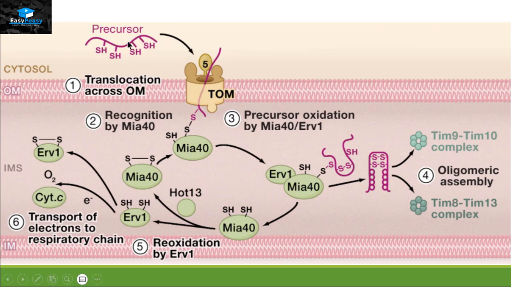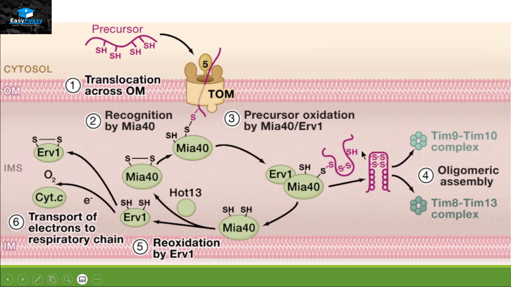This is the precursor protein that needs to transfer inside the intermembrane space. As you can see in this protein, we have a lot of cysteine residues that are represented by SH. Now this protein is going to pass through the Tim complex. When it comes out of the Tim complex, MIA40 will make a bond with the sulfur atom present on the cysteine amino acid. So MIA40 will recognize this protein initially. Once the recognition is done, MIA40 will recruit ERV1. ERV1 is going to oxidize this protein by making disulfide bonds between them.